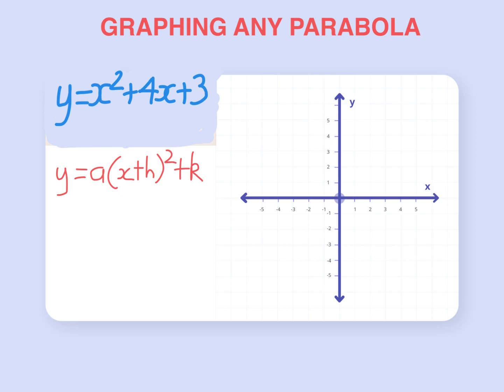So I'm going to write it as y equals (x plus 2) squared. Why did I choose 2 of all numbers? Because 2 is half of 4. So the number that goes inside here is half the coefficient of x. So what goes outside the brackets? Well, we need to take our 3 and subtract 2 squared. So 3 minus 2 squared, 3 minus 4 is negative 1.